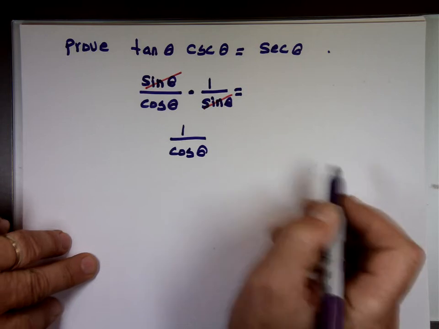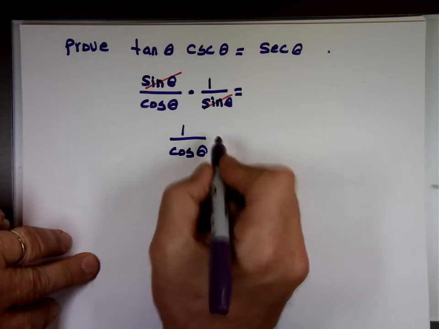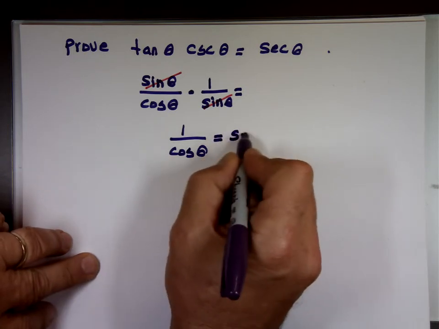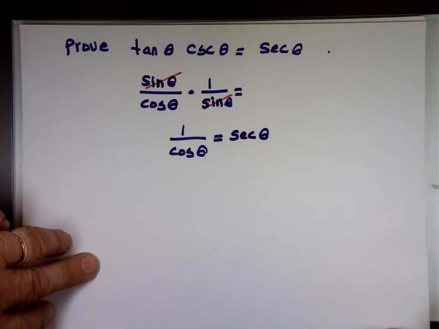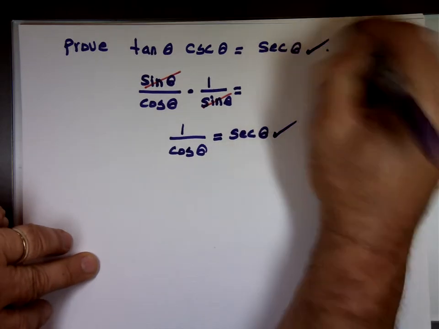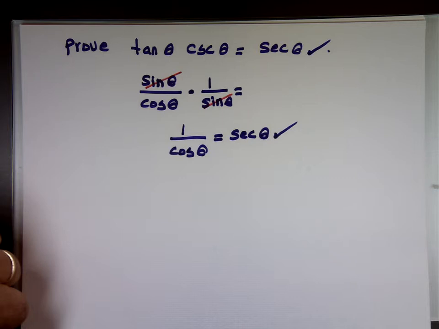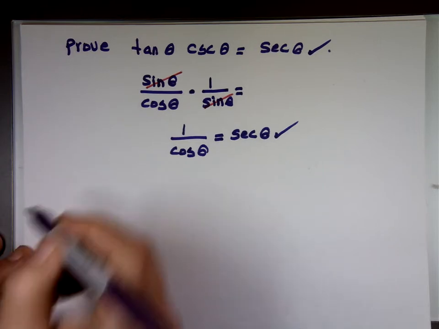Let's look at the board. What is 1 over cosine? That's secant theta. That matches that one. So by using these equations on the board, I just proved that this is equal to that. Let me try another one.